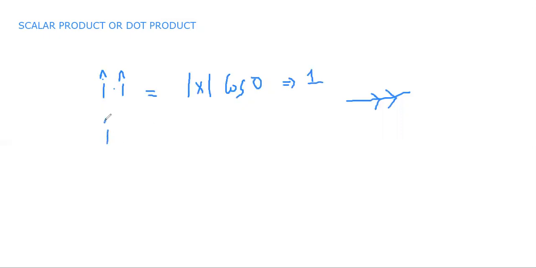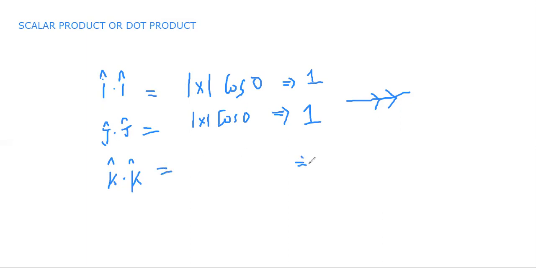Similarly, if I want to calculate j cap dot j cap, you know the formula AB cos theta, where A and B are magnitudes. So the magnitude of j is 1, this is also 1, and the angle again would be 0 because they both are on the y-axis. So again the answer would be 1. If I calculate k dot k, the answer would again be 1. You know the reason: 1 into 1 cos 0.